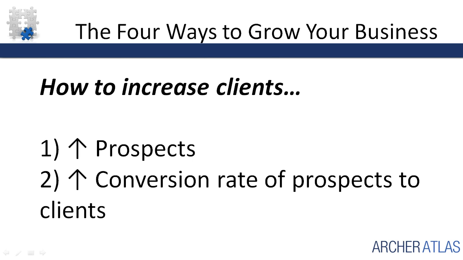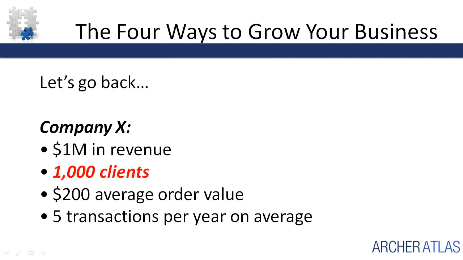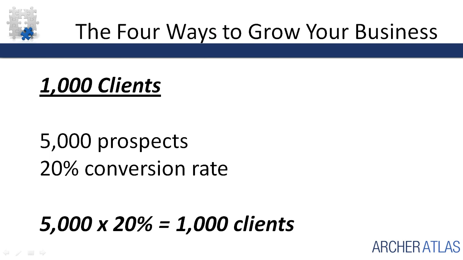Let's take a step back and talk about increasing the amount of customers this business has. Remember, there are 2 ways to grow this number. 1 is by increasing the amount of prospects, and 2 would be by increasing the conversion rate of these prospects to customers. Now let's go back and talk about these numbers. In the first example, the company was doing $1 million a year in revenue. They did that by selling to 1,000 customers, an average of 5 times a year, at an average transaction value of $200 per transaction. What I failed to mention was that this hypothetical company converted prospects to customers at a rate of 20%, meaning they had 5,000 prospects in their pipeline. 5,000 prospects converting at 20% brings us to the 1,000 customers we talked about this company having.